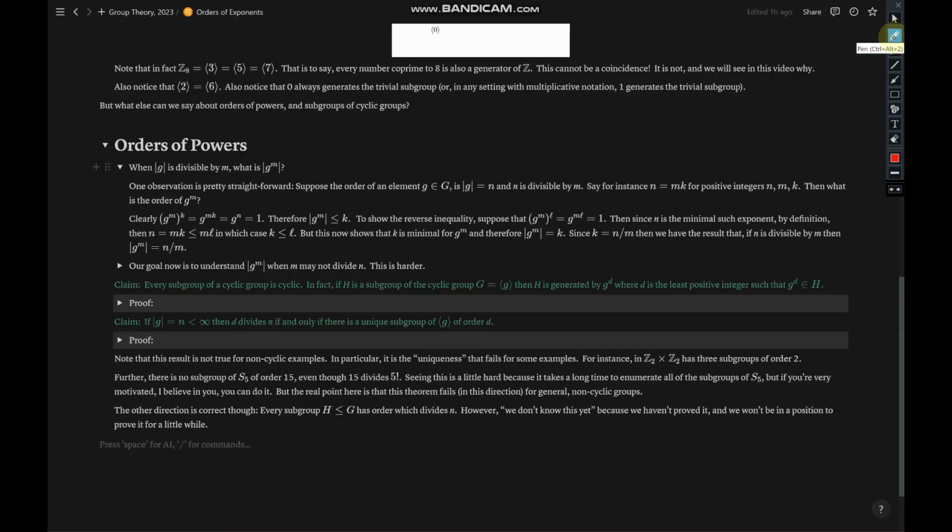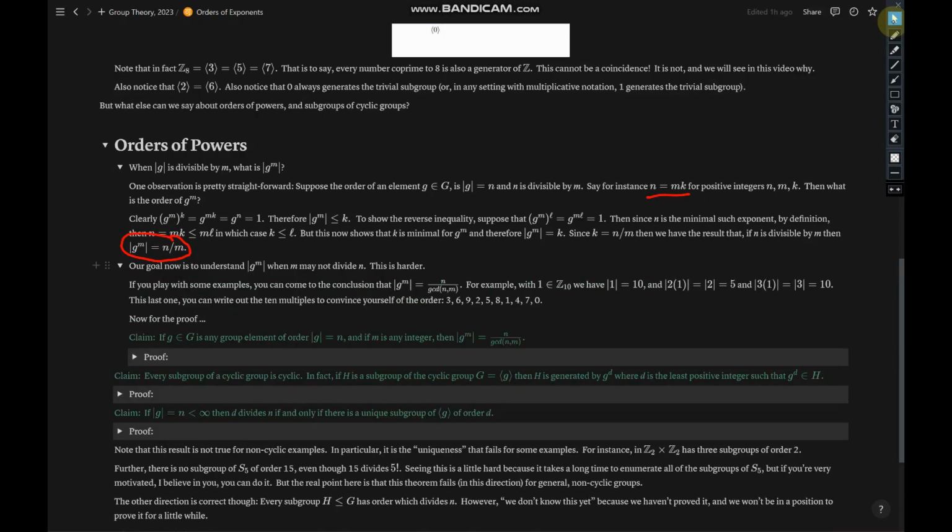Note, by the way, that k, from how we had it earlier, is the same thing as n divided by m. So we now have that the order of g to the m is n divided by m, which is certainly consistent with some of the observations we were making earlier. Anyway, we would like to now try to extend this understanding to the case when m may not divide n.